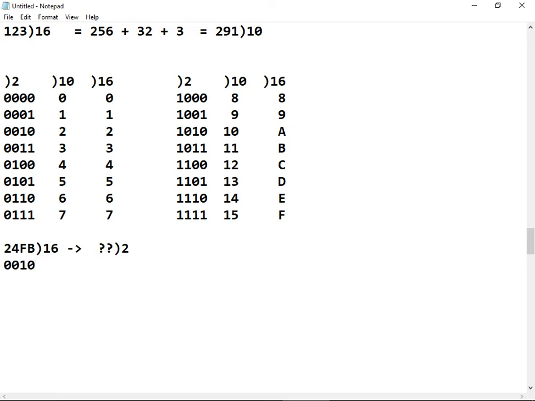0, 0, 1, 0, and then what's a 4? 0, 1, 0, 0. And so what's an F? An F is all ones. And then lastly, a B is what? 1011. So 2, 4, F, B is equal to that.